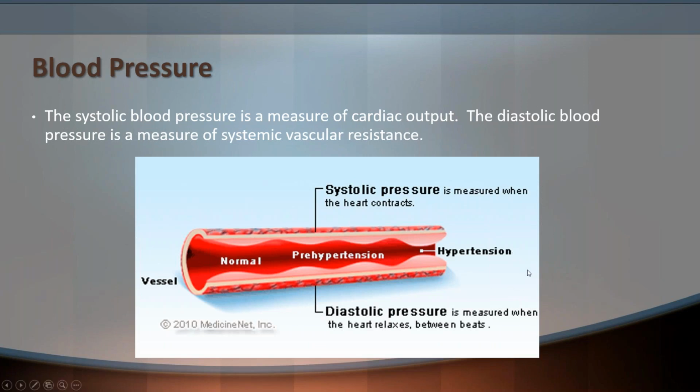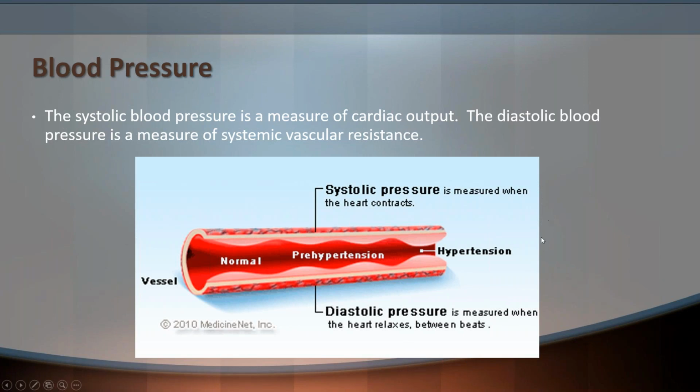Next, we have blood pressure. A normal adult value for blood pressure is going to be 120/80. When a patient starts to get themselves into trouble, that patient is going to compensate, and oftentimes we are going to get an increase in blood pressure.